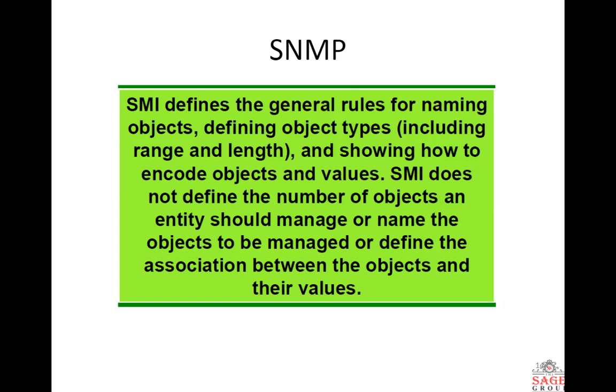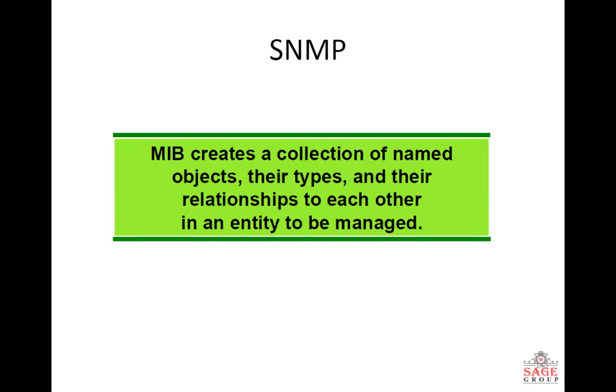Now, if you want to manage something, then you need to store some status information. You need to store some value information related to the agent and the SNMP managers. The MIB in SNMP creates a collection of named objects, their types, and their relationship to each other in an entity to be managed. Whatever thing we are going to manage in SNMP is handled by the MIB.